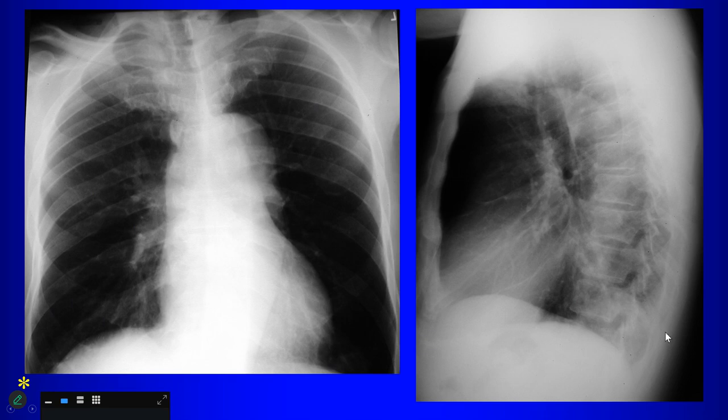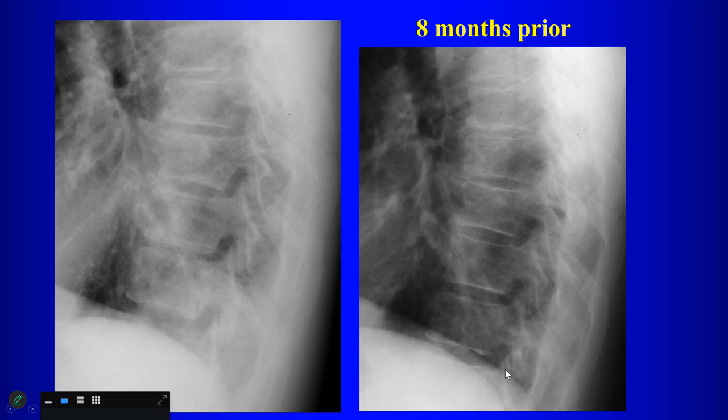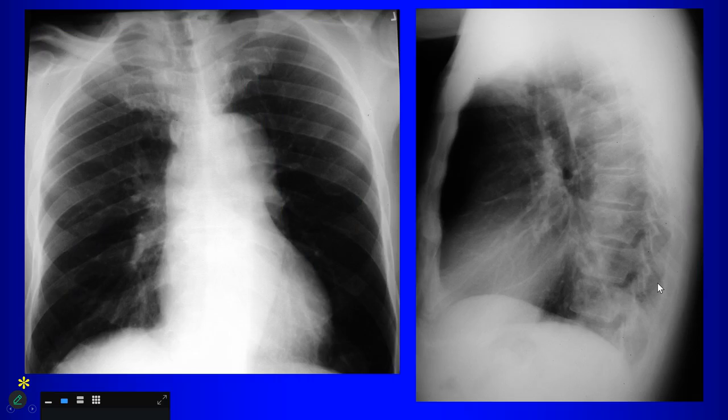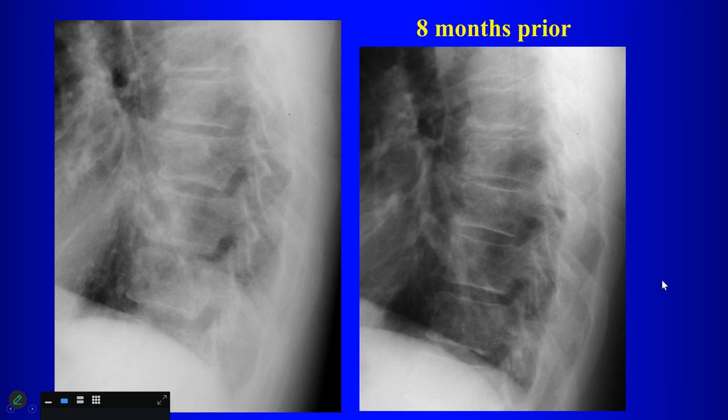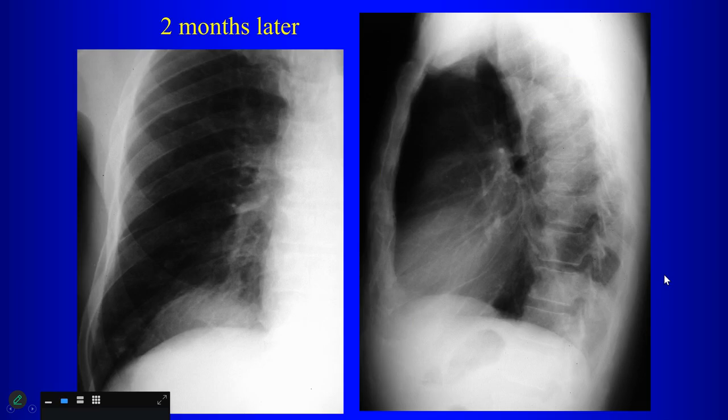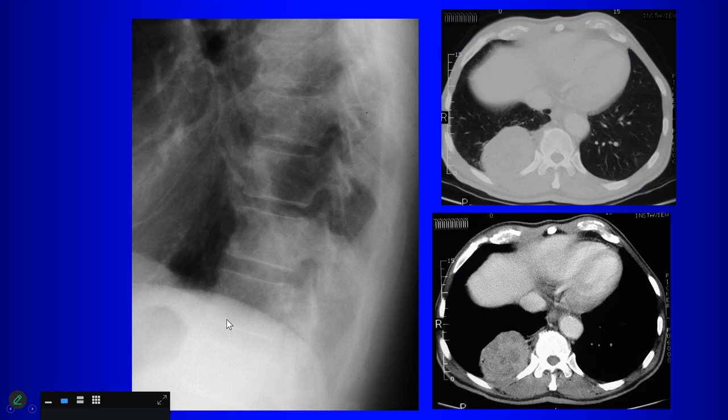Spine sign, right, down here. Okay? Something's wrong. 8 months prior, that's what it's supposed to look like. Something is down there this time. So what side do you think it's on? Left. One vote for right, one vote for left. Right side. Big mass.